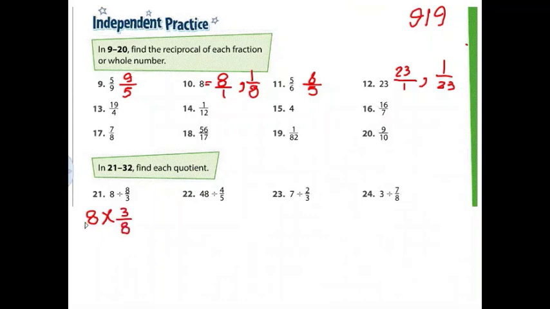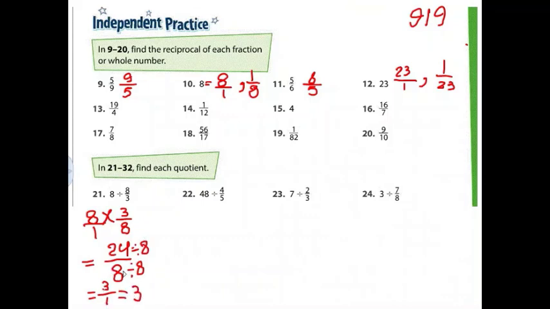Now let's solve it. But teacher, this 8 is still a whole number. How can I change it to be a fraction? Put 1 as a denominator. Now multiply numerator times numerator and denominator times denominator. So the answer is gonna be 8 times 3 equals 24. 1 times 8 equals 8. Can you simplify? Divide by 8. 24 divided by 8 equals 3. 8 divided by 8 equals 1. And you know that 3 out of 1 equals 3.